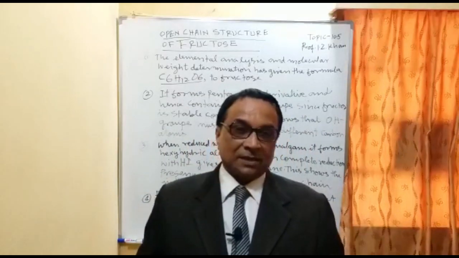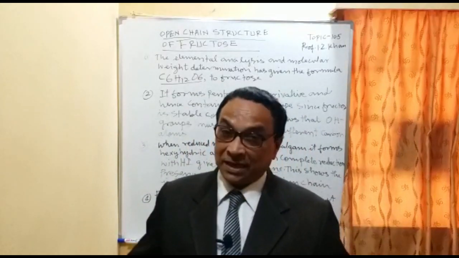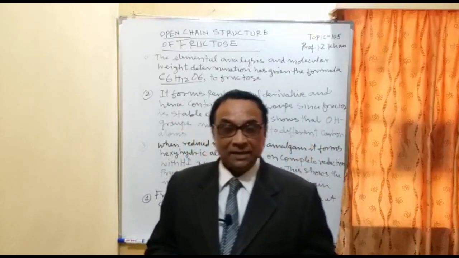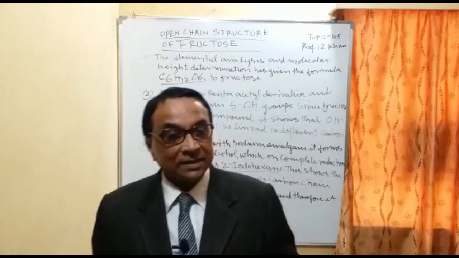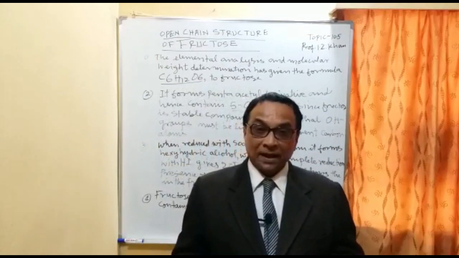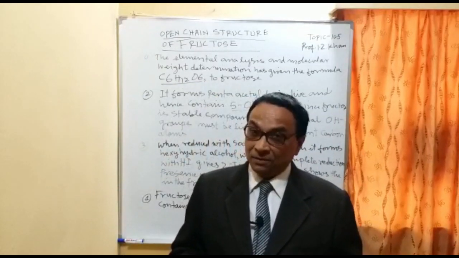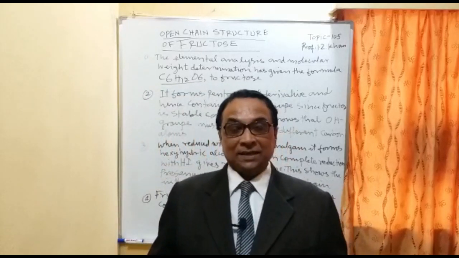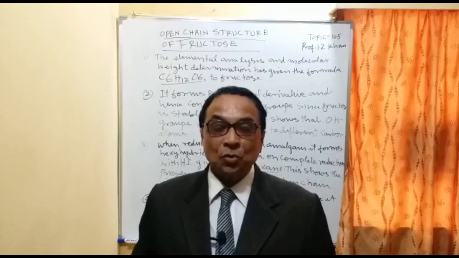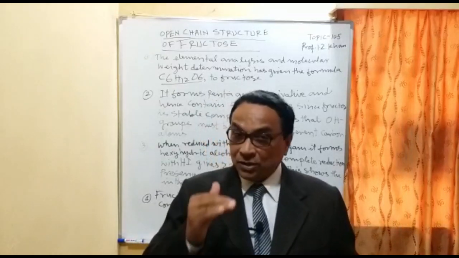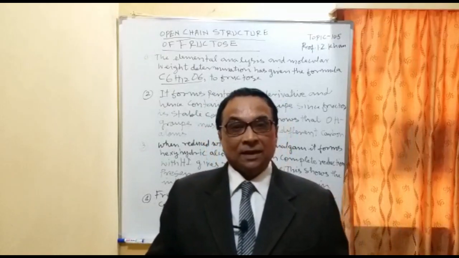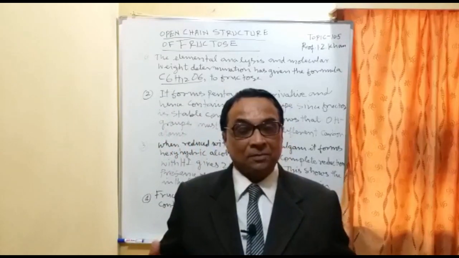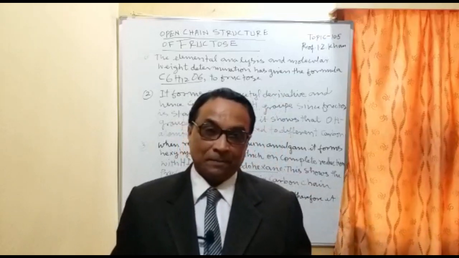So the third reaction: when it is subjected to reduction in the presence of sodium amalgam, it is changed into a hexahydric alcohol, and that one, when further reduced in the presence of hydroiodic acid, gives 2-iodohexane. So this reaction confirms that fructose is 6-membered and all the carbon atoms are in an open chain.